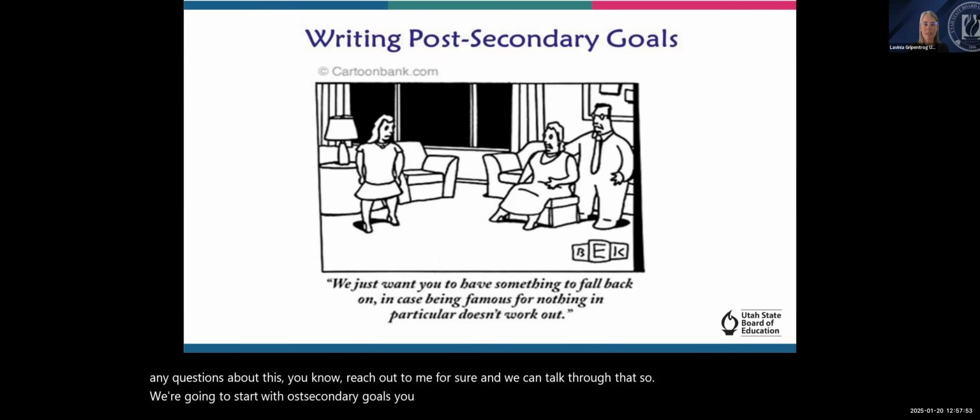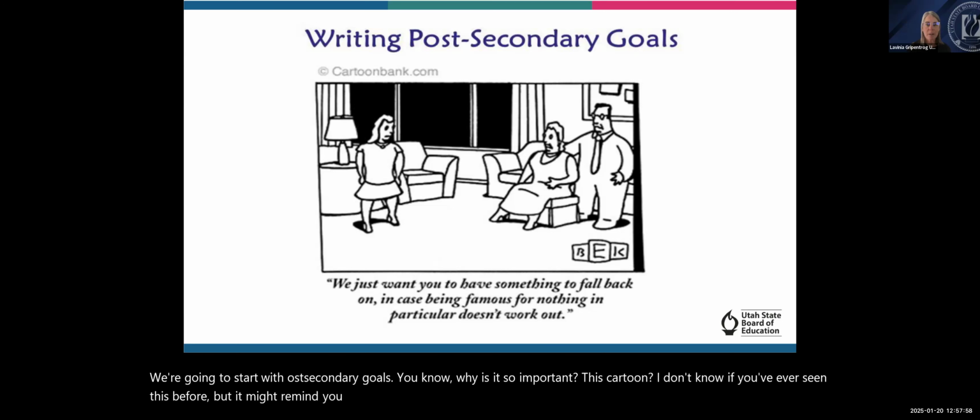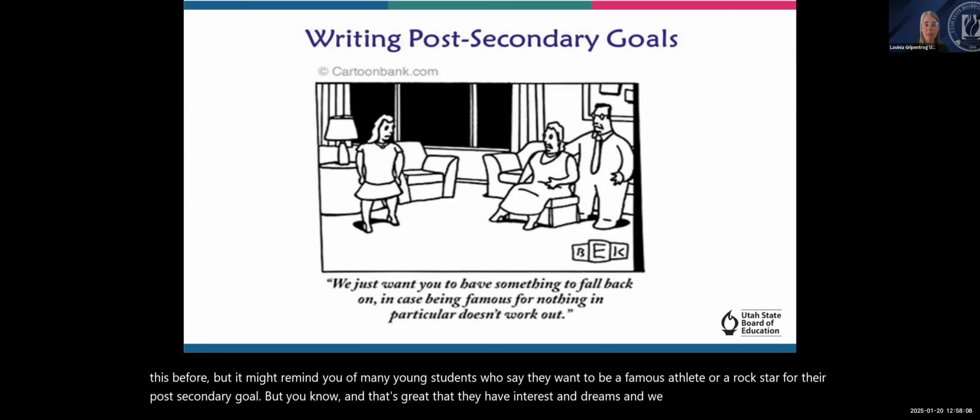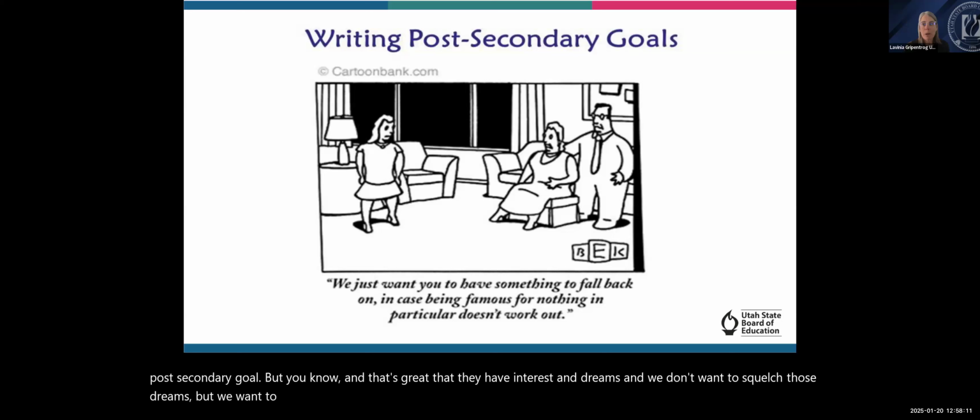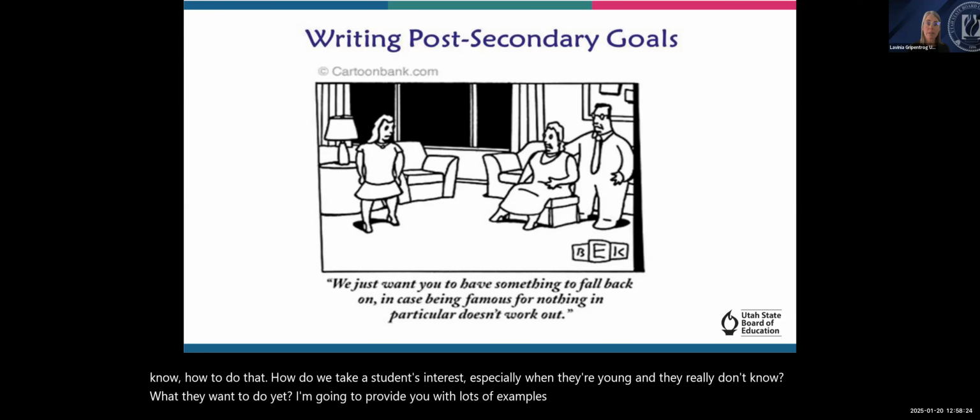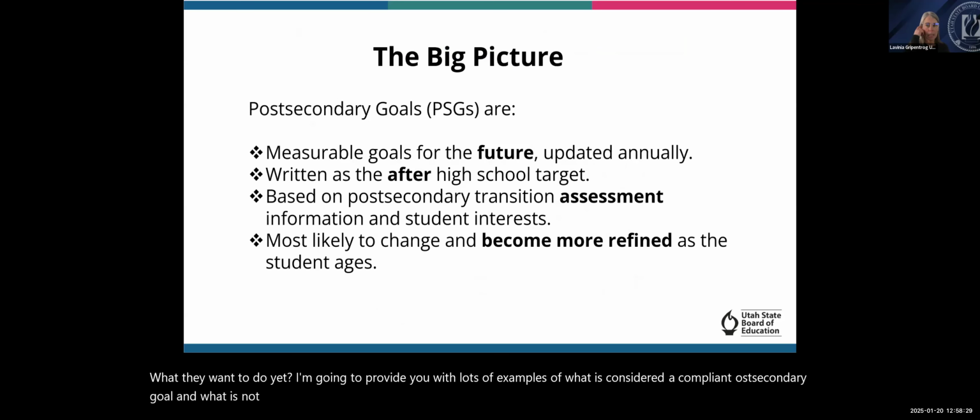Why is it so important? This cartoon, I don't know if you've ever seen it before, but it might remind you of many young students who say they want to be a famous athlete or a rock star for their post-secondary goal. And that's great that they have interests and dreams, and we don't want to squelch those dreams, but we want to write appropriate, measurable post-secondary goals. So we're going to really go through how to do that. How do we take a student's interest, especially when they're young and they really don't know what they want to do yet? I'm going to provide you with lots of examples of what is considered a compliant post-secondary goal and what is not compliant. So I'll give you some examples and non-examples.